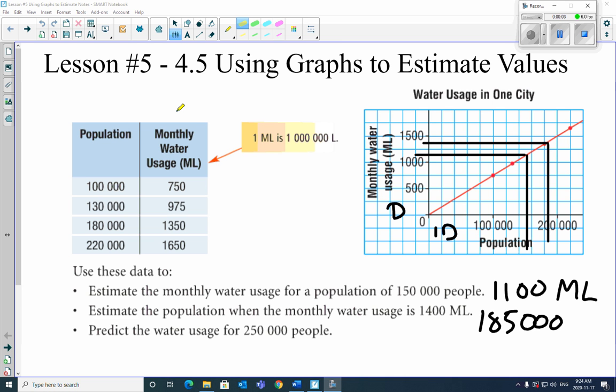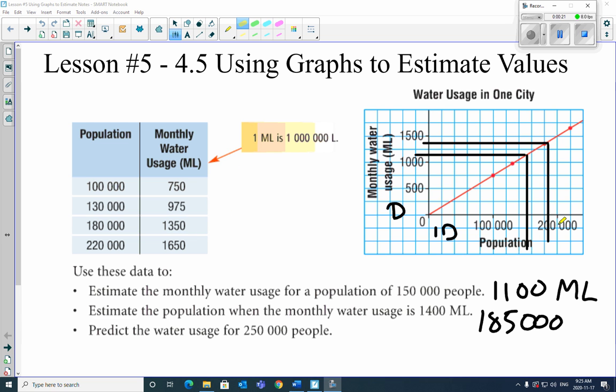Okay, today's lesson 4.5, using graphs to estimate values. What we're going to do is look at graphs and figure out different values based on the graphs. What we have here on the left-hand side is a graph of population and monthly water usage. So the bigger the population, the more water they're going to use. So let's look at the first question.